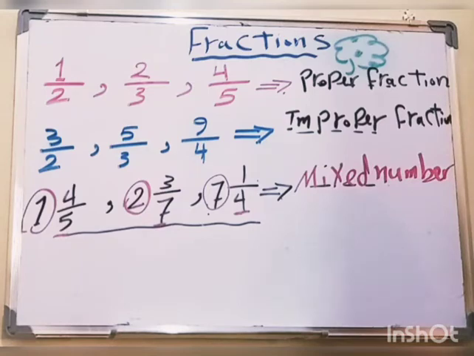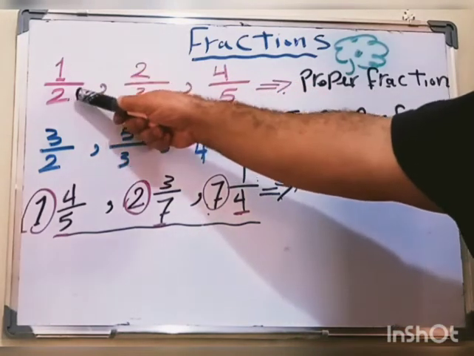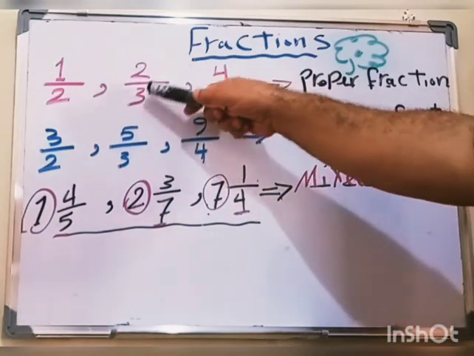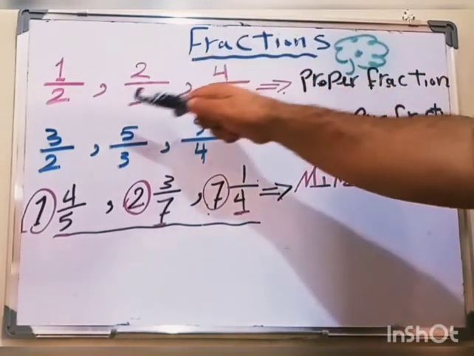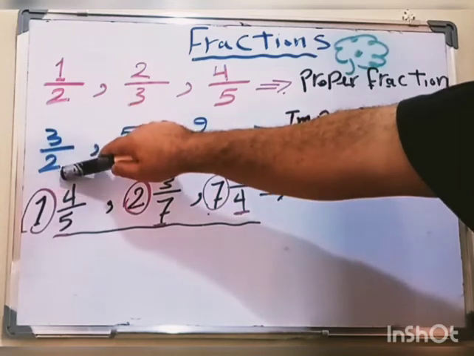I repeat again. Proper if numerator is smaller than denominator. Examples: 2/3, 1/2, 4/5, and so on. Improper fraction if numerator is bigger than denominator.